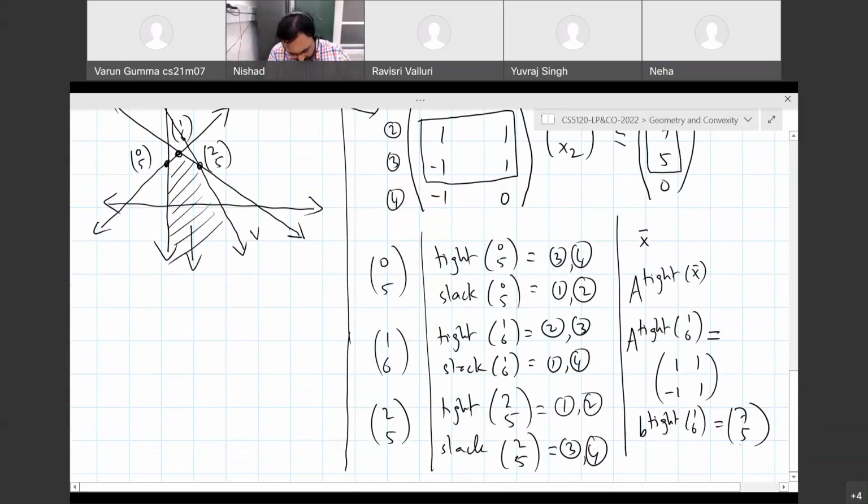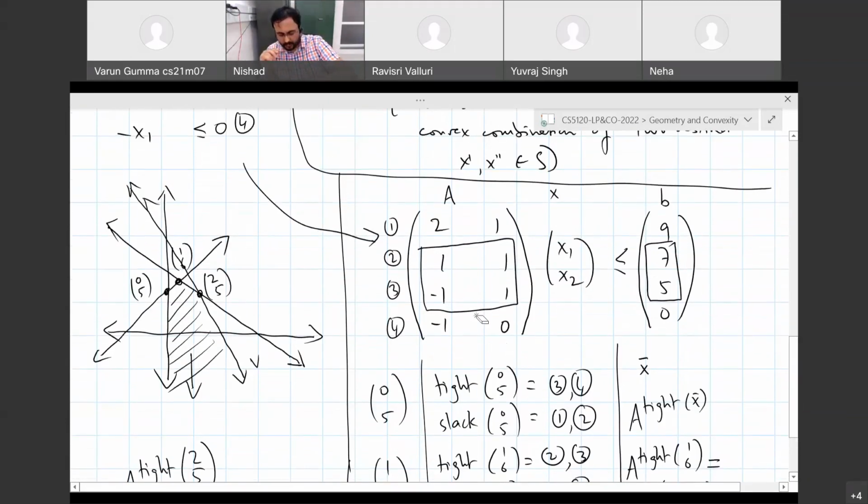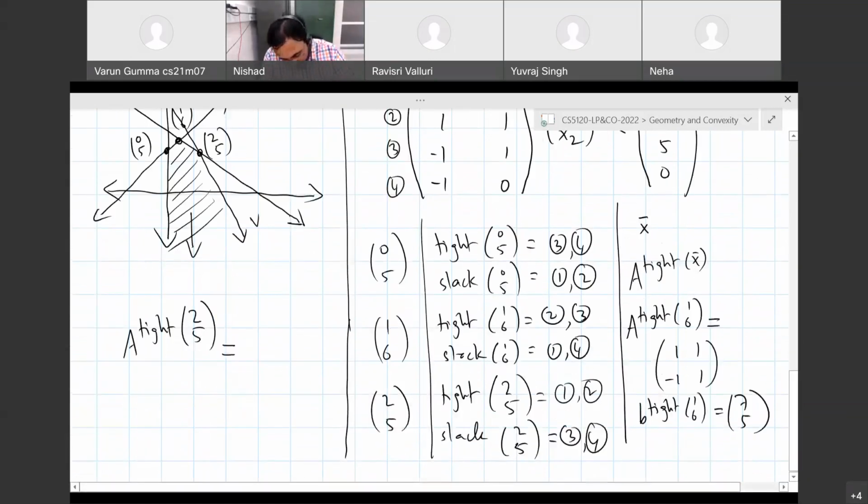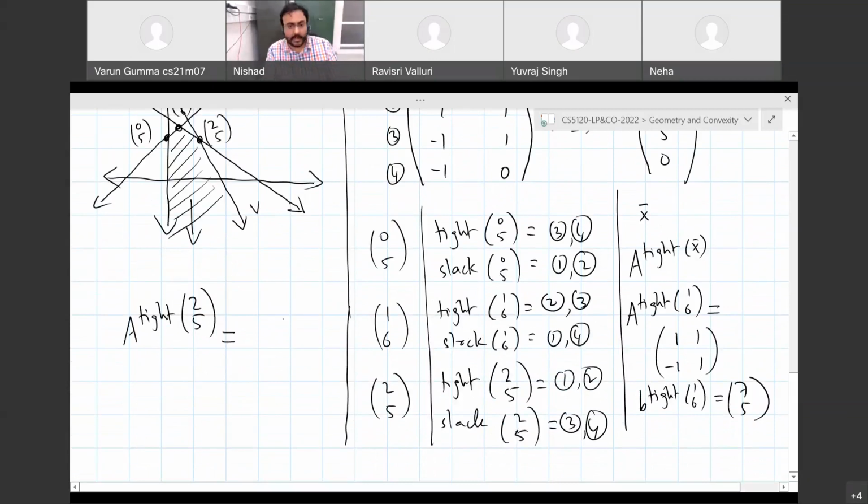Okay. Can anybody tell me what A tight of (2, 5) is? Yes, exactly: 2, 1, 1, 1, right? It's the first two rows because those are the tight constraints, 1 and 2, right? And similarly, B tight of (2, 5) is 9 and 7.